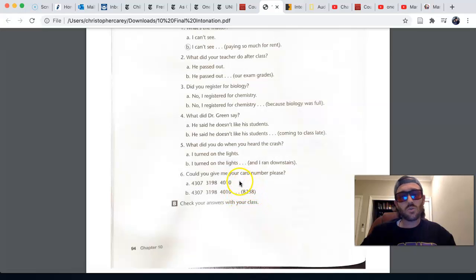8238. So we have partial intonation here, but we didn't hear that. We heard a full final falling intonation, so we know that that person is done.